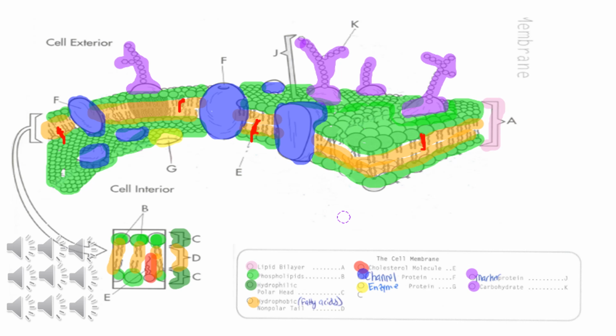Go ahead and flip your paper over. You're going to need a couple different coloring utensils, and we are going to identify the various parts of the cell membrane on the back of your piece of paper.